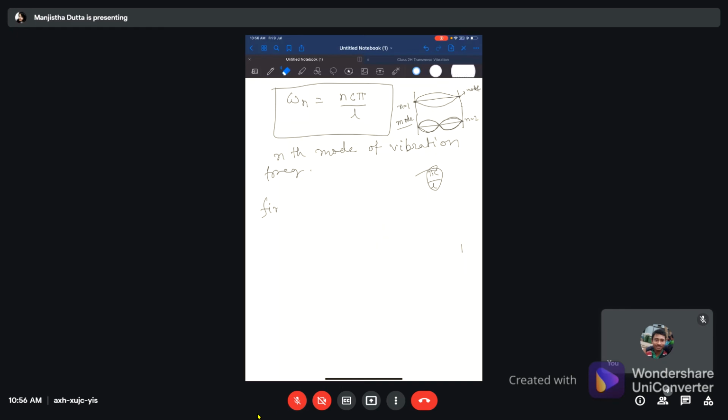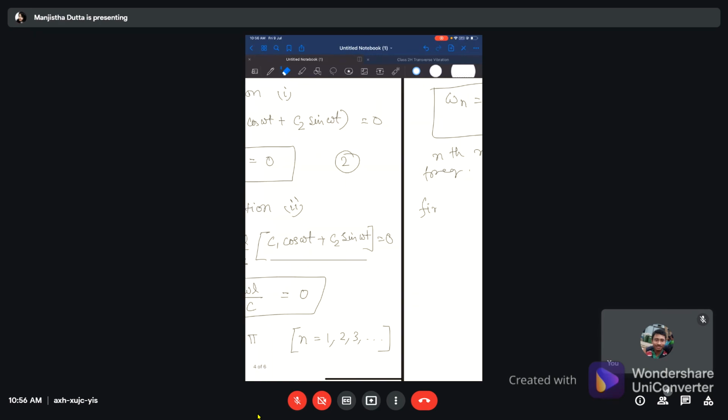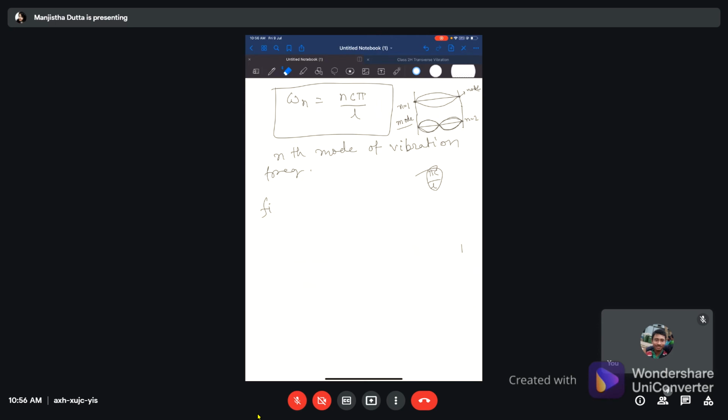Now we know that this is the frequency. Now we are in a position to write down the final solution. Final solution means this equation 1, what is the form of this equation 1 after applying these boundary conditions. So let's see. So the final solution is given by yn. This is for nth mode, obviously. So d2n sine omega n x.